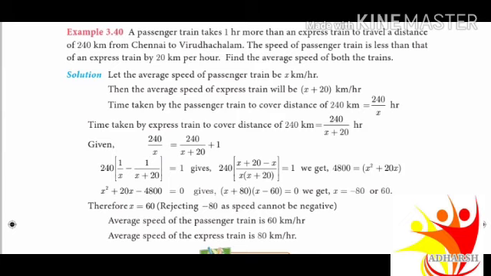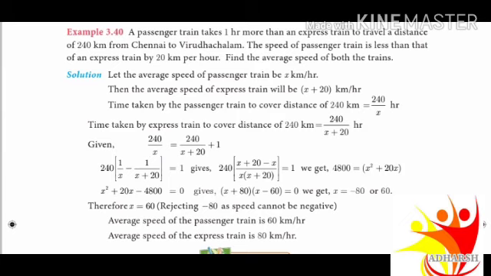That is a quadratic equation, using the factorization method. Therefore we get two numbers whose product is minus 4800 and whose difference is 20. Therefore the two numbers are 80 and minus 60. So x plus 80 equal to 0, x minus 60 equal to 0. We get the value of x equal to minus 80 and plus 60.